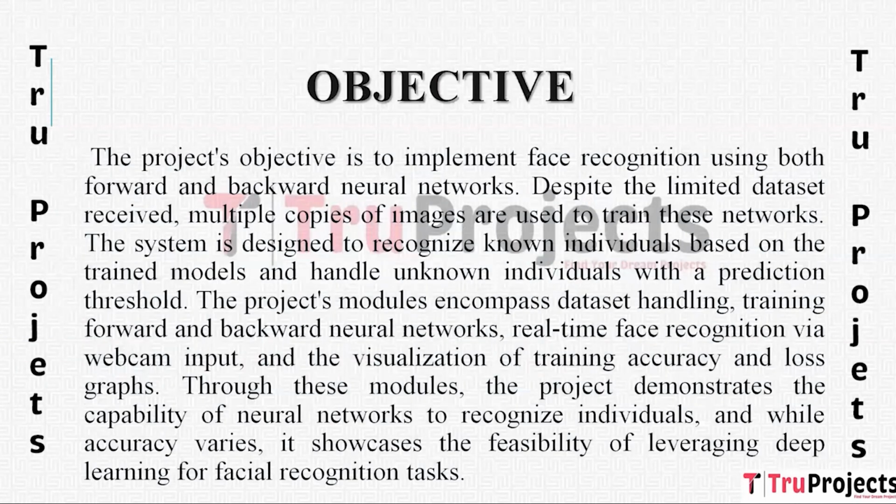Objective. The project's objective is to use forward and backward neural networks to accomplish face recognition. Multiple copies of the same image are used to train these networks despite the small dataset that was provided. Based on the trained models, the system is built to identify recognized persons and manage unknown individuals using a prediction threshold. Dataset handling, forward and backward neural network training, real-time face recognition using camera input, and the presentation of training accuracy and loss graph are all part of the project.